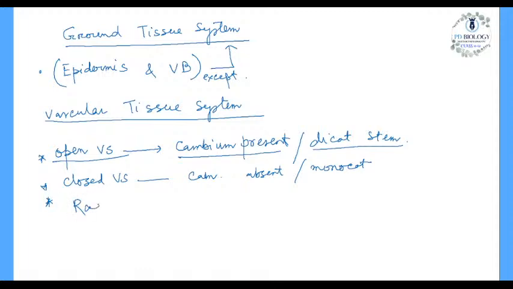Radial type of vascular bundle: xylem and phloem within a vascular bundle are arranged in an alternating manner on different radii. They are present on different radii in roots. That is the radial type.